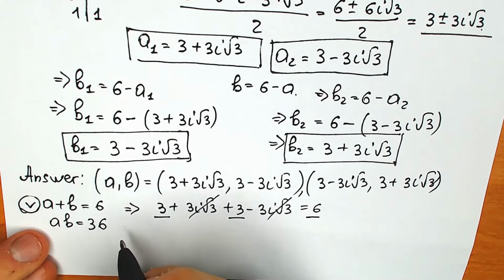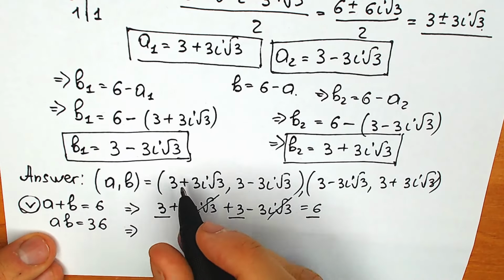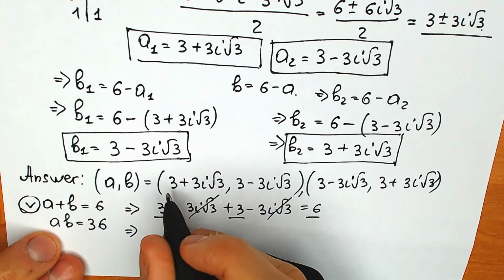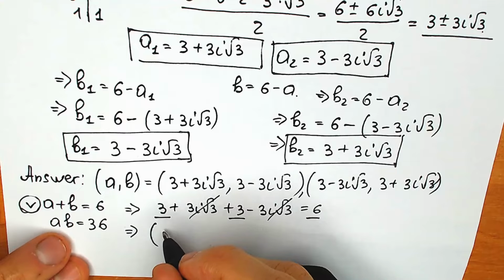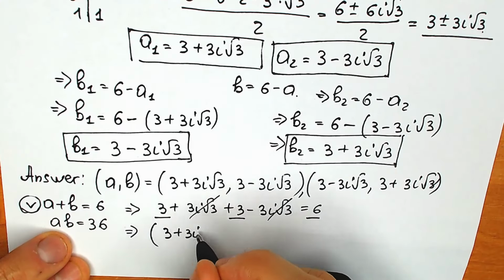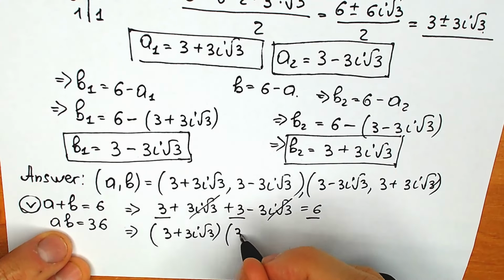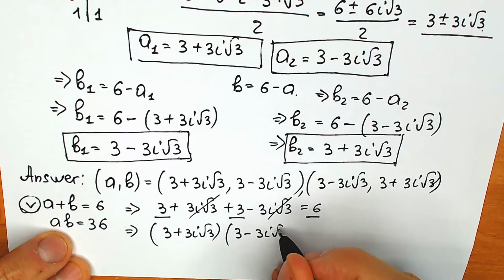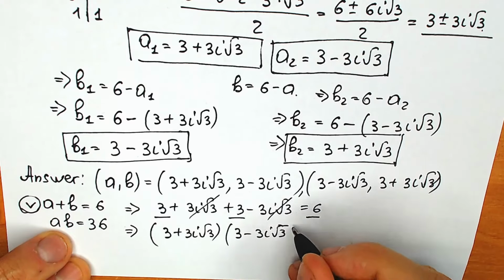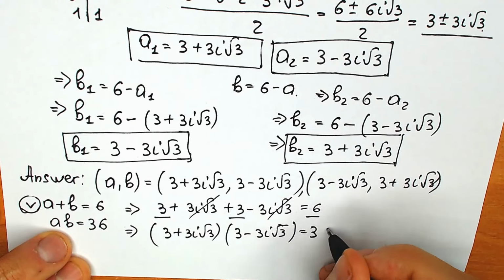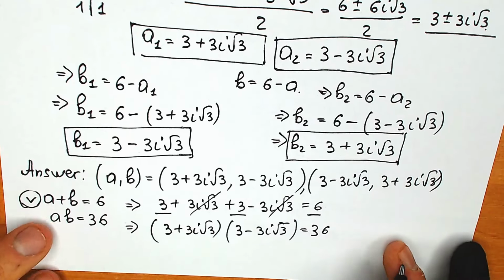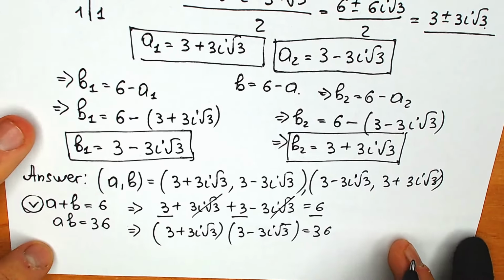Right now, multiplication, a times b equal to 36, and let's use the same expression. So from this parenthesis, we have 3 plus 3i square root of 3, times 3 minus 3i square root of 3, and this one needs to be equal to 36. Right now, let's simplify this expression.